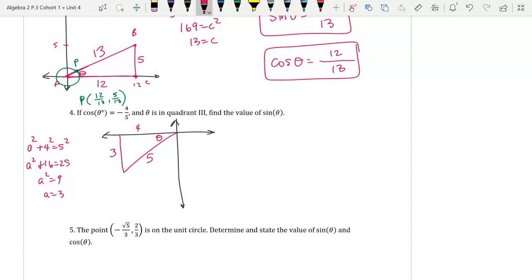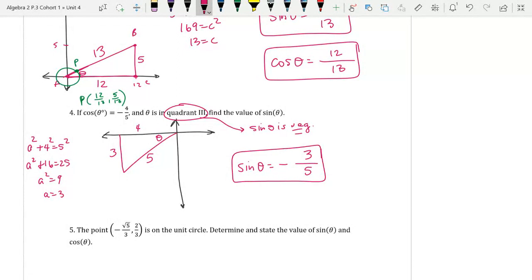Now, in quadrant 3, what do we know about sine? I know sine of theta is negative. So we can say the sine of theta here is negative, the opposite side, which is 3, over the hypotenuse, which is 5. Remember, you're not going to be able to find the sine just from looking at the triangle. The triangle is going to have all positive pieces. You need to know the rule because of what quadrant we're in.